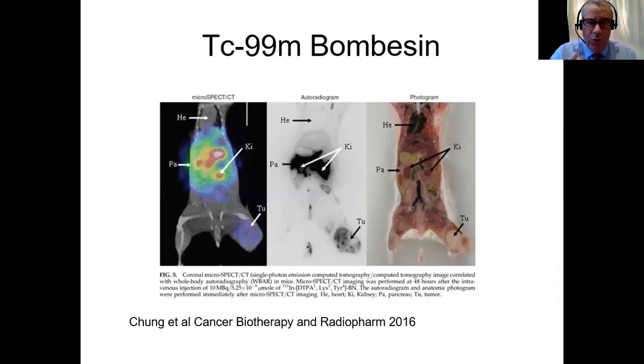This is some animal work with an injected tumour, which is marked TU. And you can see low-grade non-homogeneous uptake within the tumour, whilst there's normal uptake seen within the kidneys, pancreas, and a bit of the liver. Really, most of the development has concentrated on PSMA, so not many people have continued to develop the Bombesin at that moment.